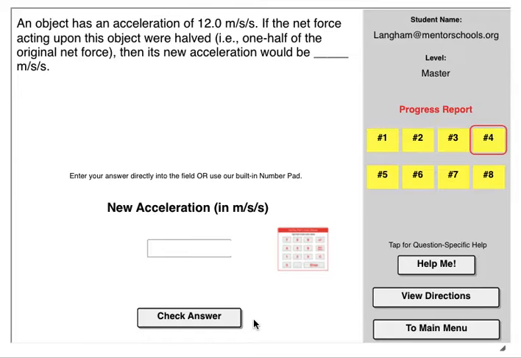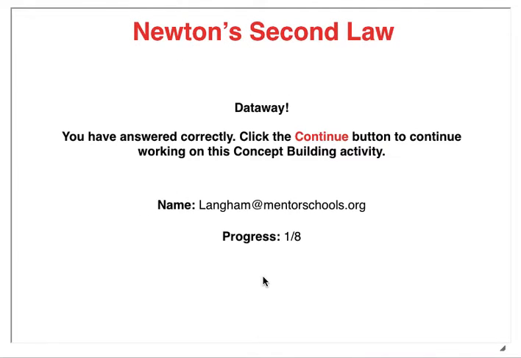Well, in this case, the force and the acceleration are directly proportional. That means if force goes down, acceleration is going to go down. So here we have a case where the force is being cut in half. That means whatever happens to the force is also going to happen to the acceleration. It's direct. If the net force is cut in half, the acceleration is also going to be cut in half. So it's going to go from 12 to 6. Check answer. We're good.